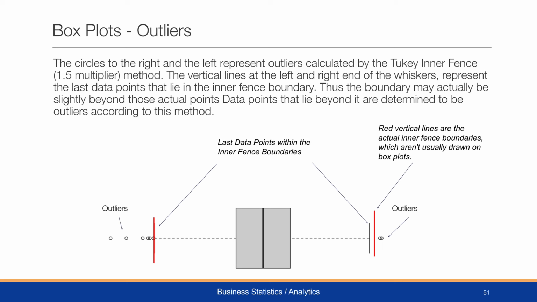So your max might not look like that last line if we had represented it as Q4. The red vertical lines are actual inner fence boundaries. So the red line is the actual inner fence boundary itself, but the line from that whisker might be the last data point within the inner fence boundary. So they could be slightly off.